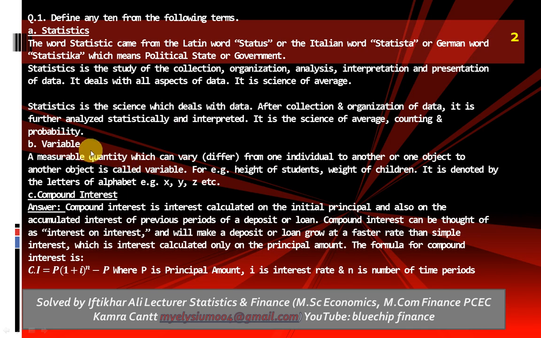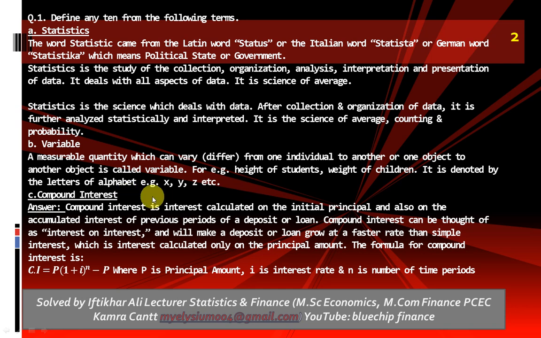The second term is variable. A variable is a quantity which varies, or which differs from one digit to another digit. In contrast, there is a constant, in which there is no variation.